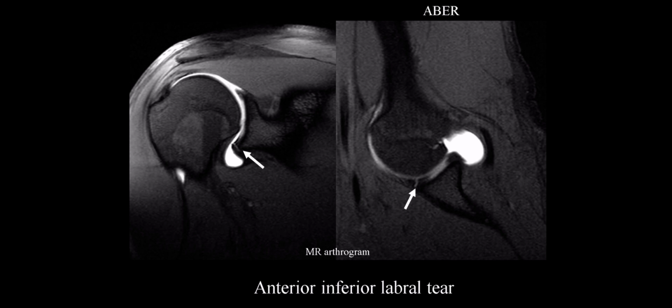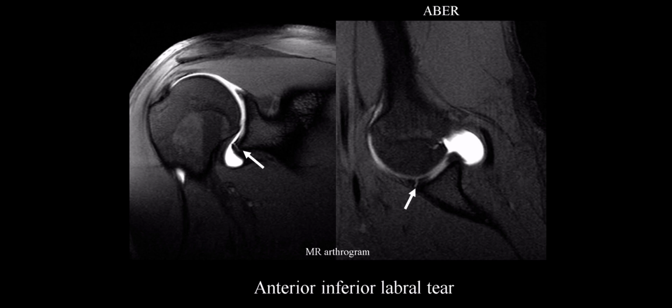Okay, so when we're looking at what's true pathology, the ABER view is something that you need to be aware of. ABER stands for abduction external rotation. Essentially, what you're having the patient do is take the palm of their hand and put it behind their head. When they do that, they're really stretching out that anterior inferior joint capsule, and that's where the Bankart lesions and the Bankart variants occur. So that's really important to focus on that spot.